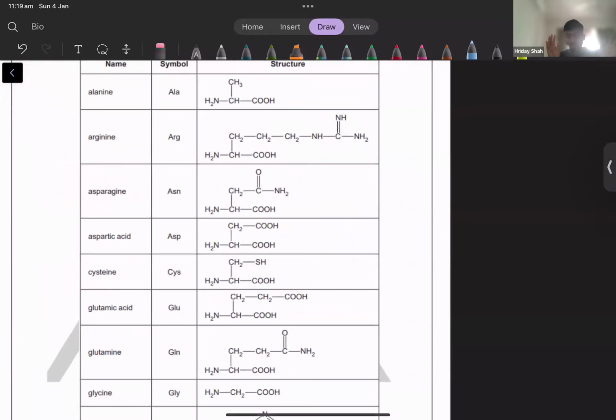I have a list of all of the 20 different amino acids. Don't panic straight away. You do not need to memorize the chemical structures of any of them, right? I'm just showing you here so you can see what the different variable R groups I've been talking about are.